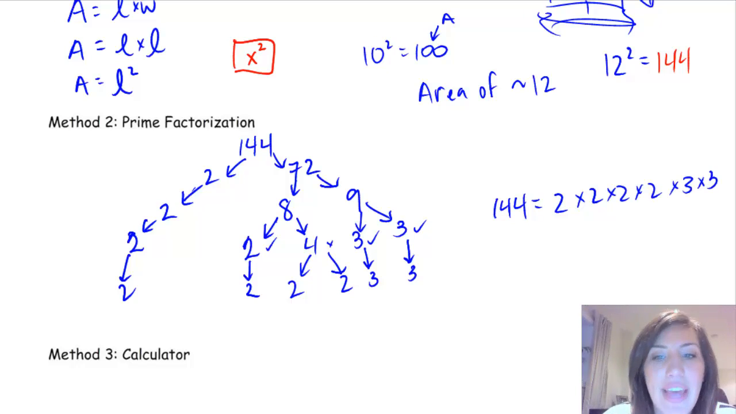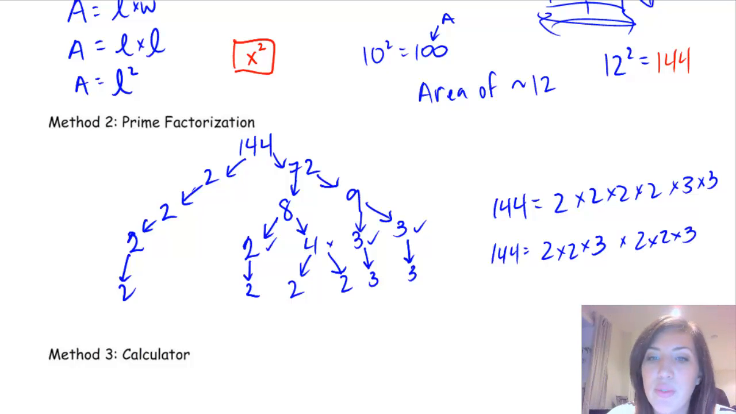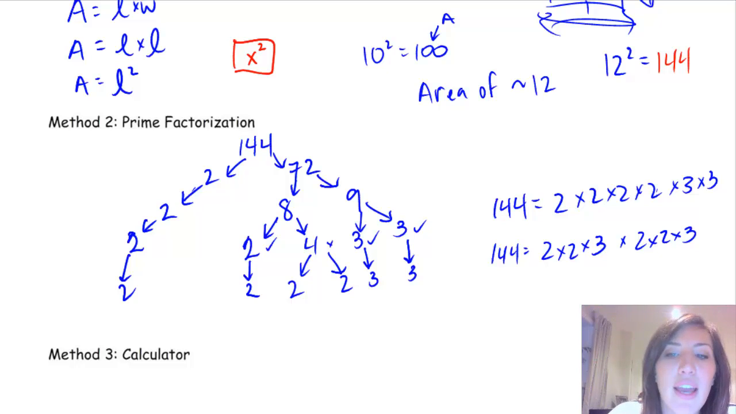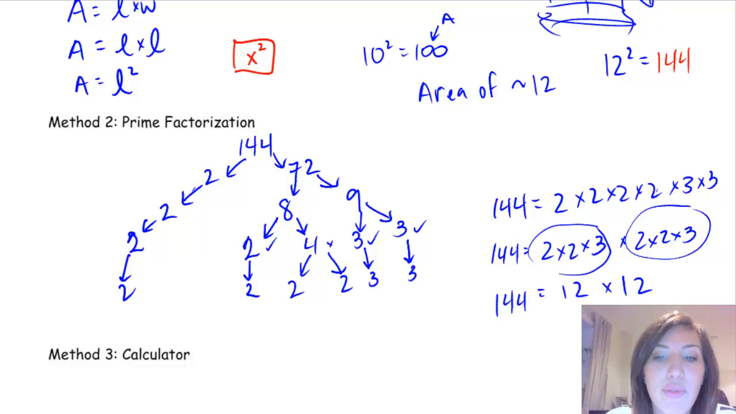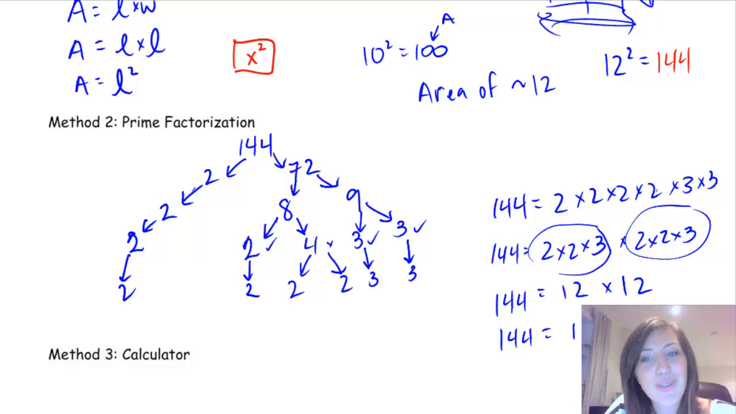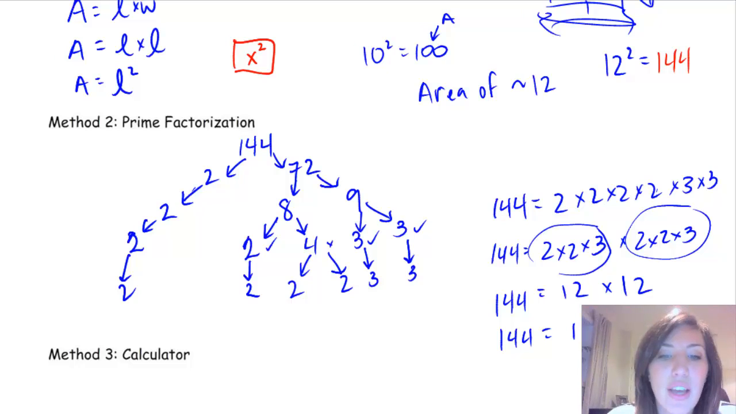And if you just rearrange that a little bit, you could say it's the same as 2 times 2 times 3 times 2 times 2 times 3. Because we have four 2's and two 3's. So I just moved the numbers around a little bit. And if we look here at these two sections, they're the same. 2 times 2 times 3 is the same as 12. So this is the same as 12 times 12. We know that that is the same as 12 squared. So 12 squared equals 144. The square root of 144 then is 12.